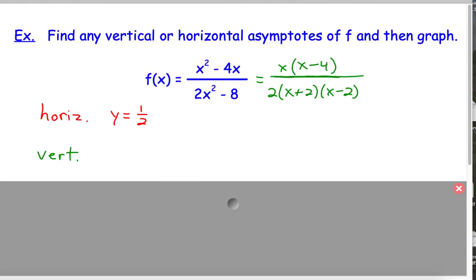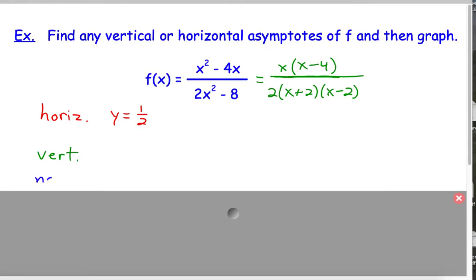So now notice there's no factors that cancel, so there's no holes in the graph. Maybe we want to write that. There's no holes in the graph. But we do have vertical asymptotes, and that would be what makes this 0. That would be when x is equal to negative 2. And what makes that 0? That would be when x equals positive 2. So those are your vertical asymptotes: x equals negative 2, and x equals positive 2.